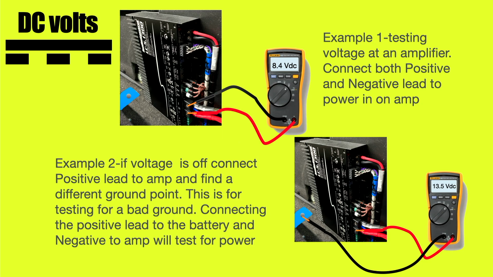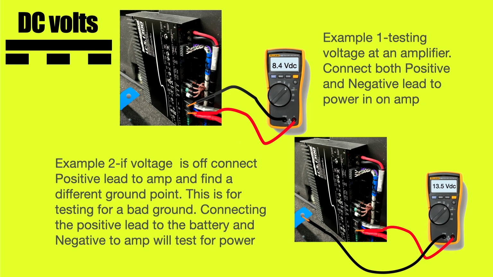Moving to example 2. If the voltage is off, connect the positive lead to the amplifier and find a different ground point. This is for testing for a bad ground. So as you can see in the image there, we have our positive test lead going to the positive wire, and we found a piece of metal that we can test in the car. And boom, we have 13.5 volts.